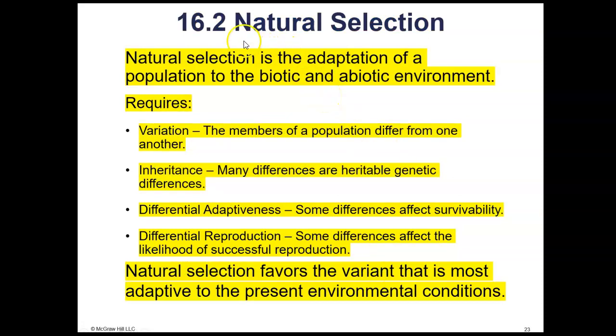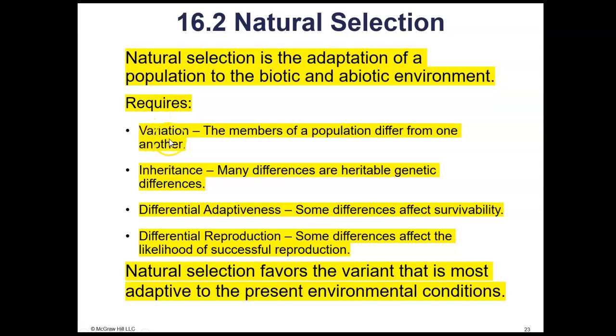Okay, now this next section is on natural selection, which is another way to say that is survival of the fittest. It is the cause of evolution. It's the cause of new species forming. Or we could say evolution is caused by natural selection. But natural selection is the adaptation of a population to the biotic and abiotic environment.